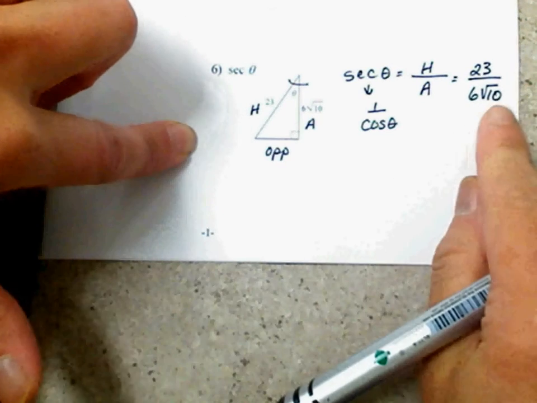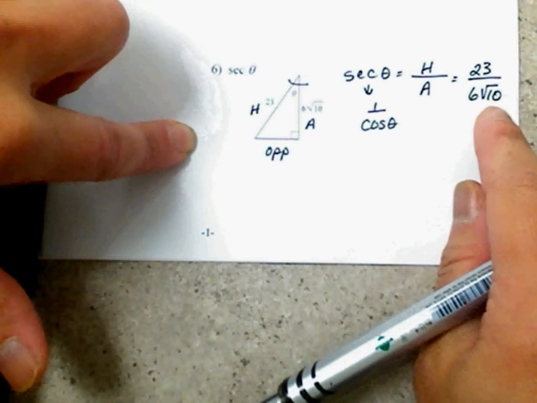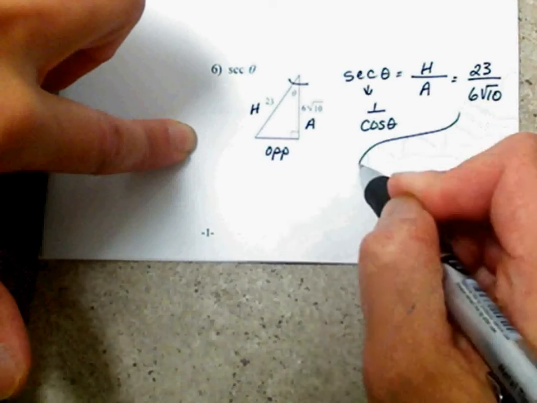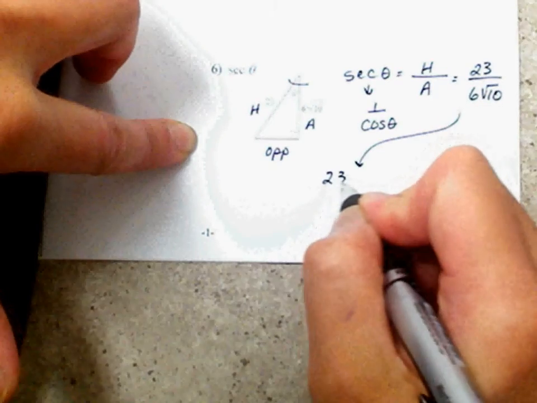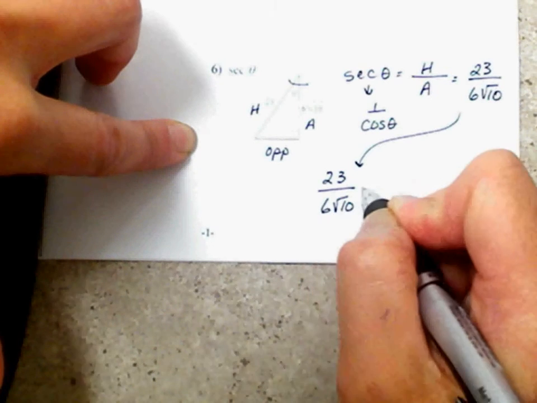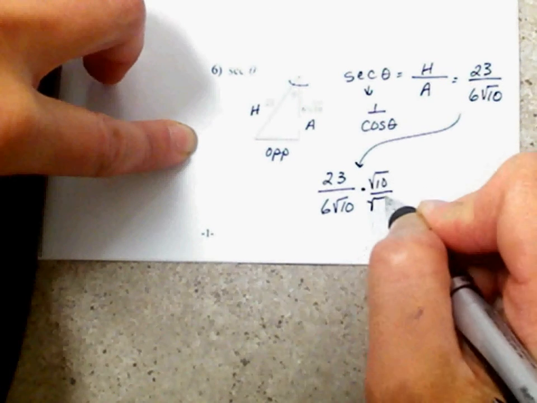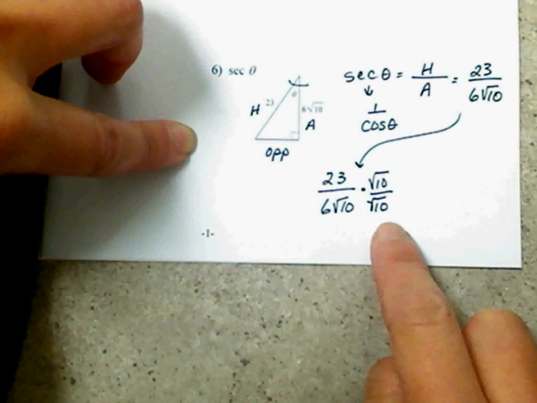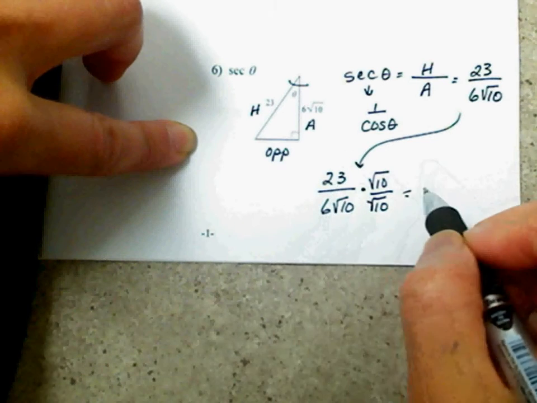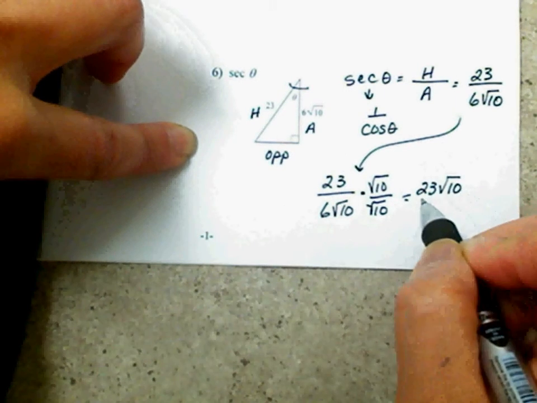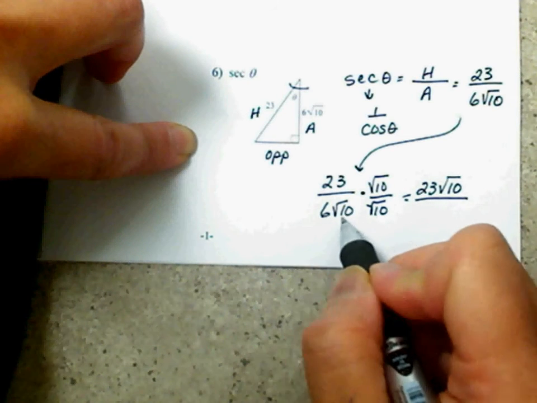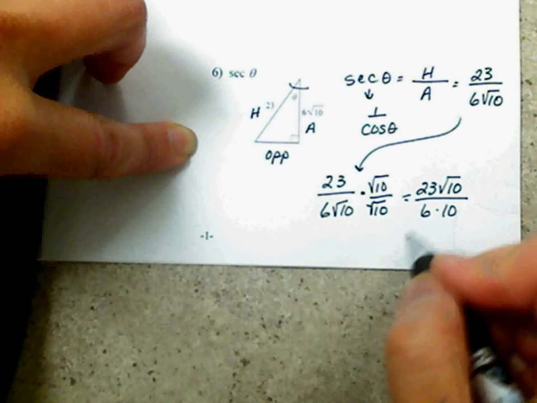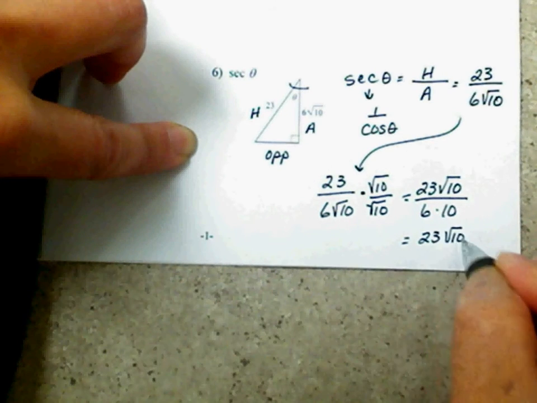You guys see how you have a radical in your denominator? That's one of those rules that you need to fix. You have to rationalize it. So I will continue this over here. So you have 23 over 6 square roots of 10. To rationalize it, you're going to multiply by the value of 1. Square root of 10 over square root of 10 is 1. Multiply across. 23 times square root of 10 is 23 square root of 10, divided by 6. Square root of 10 times the square root of 10 is 10. So that comes out to be 23 square root of 10 over 60.